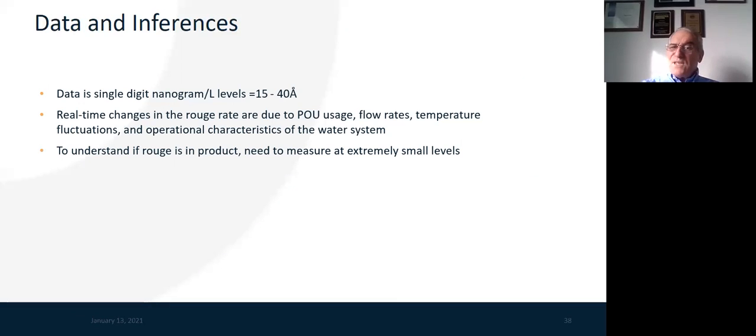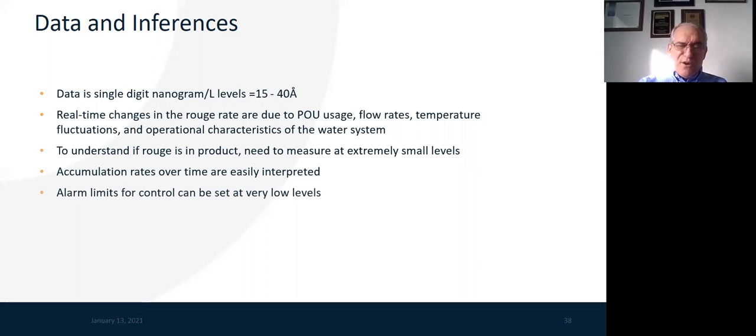To understand if Rouge is in the product, though, you need to be able to measure the product at very small levels, primarily at PPT levels, parts per trillion. The accumulation rates, though, over time are easily interpreted because we have accumulation in Rouge directly on our Rouge monitors. And we can see what the Rouge development is due to periodic development, due to temperatures and operational characteristics.